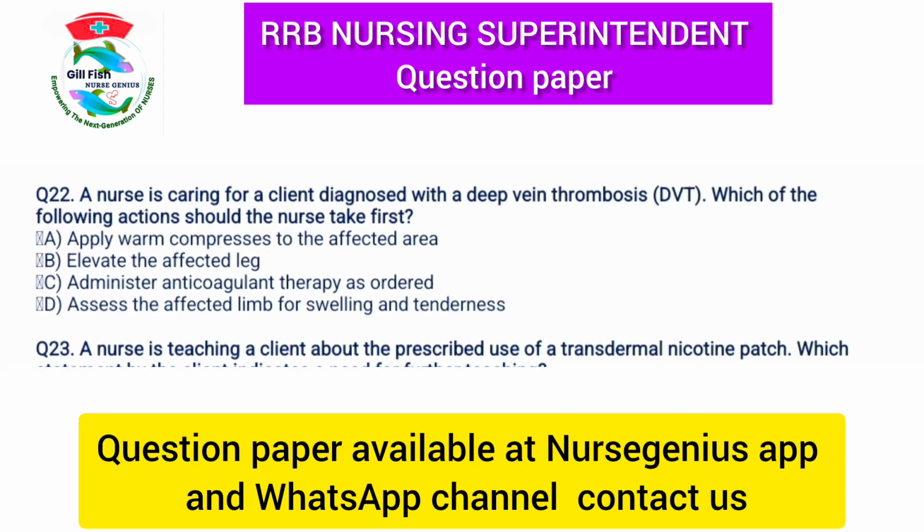Next question. A nurse is caring for a client diagnosed with deep vein thrombosis. Which of the following actions should the nurse take first? Option A, apply warm compression to the affected area. Option B, elevate the affected leg. Option C, administer anticoagulant therapy as ordered. Option D, assess the affected limb for swelling and tenderness.